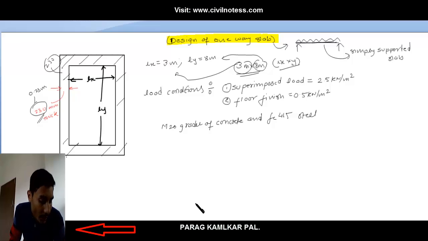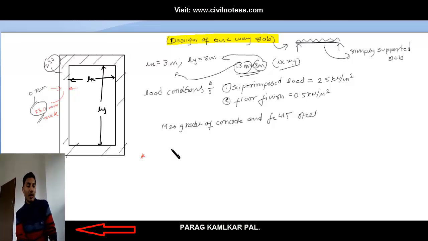Now how are we going to solve it? First of all, you have to determine whether the slab is a one-way or two-way slab. How can we determine that? From the LY by LX condition, if it is greater than 2, it means that it is a one-way slab.